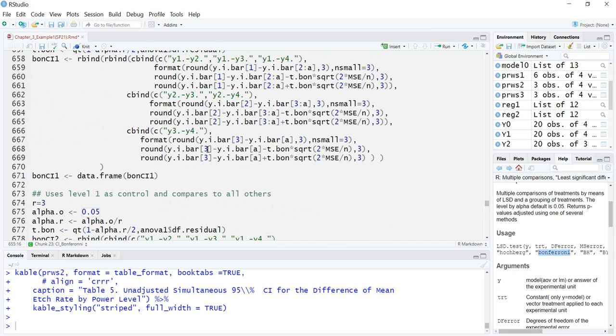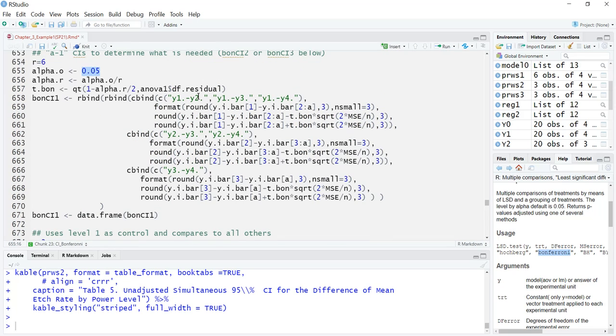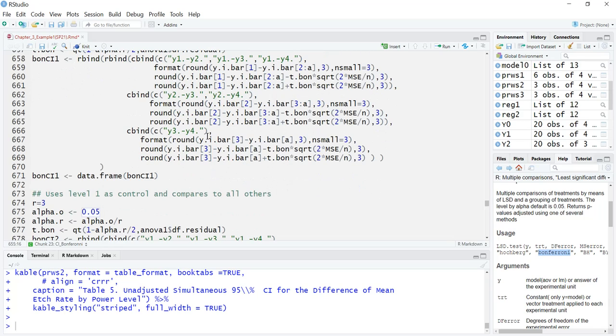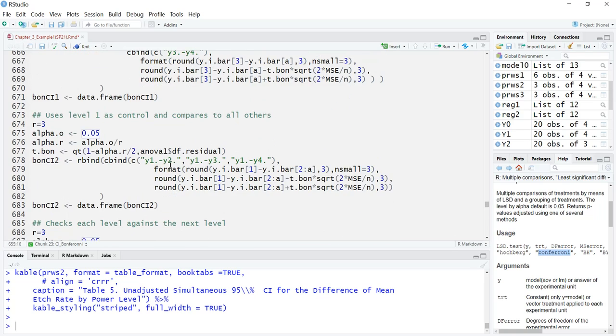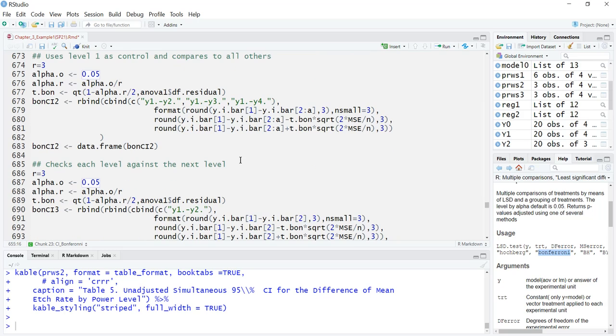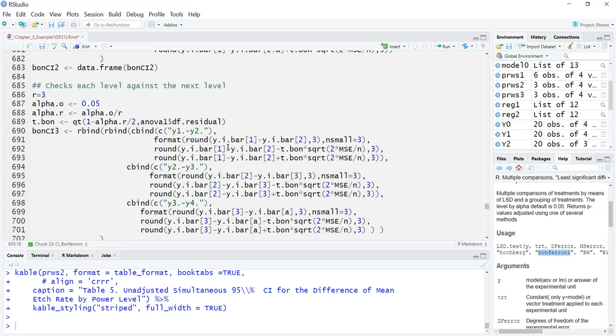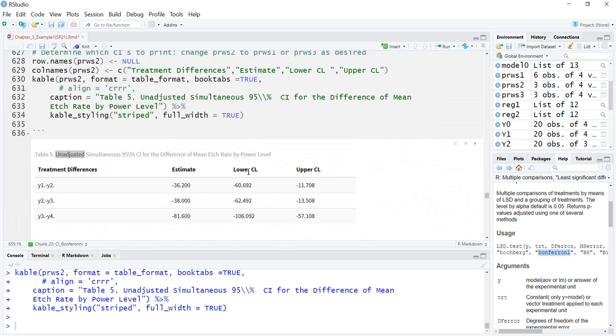So I have done 1 here, which is y1 minus y2, y1 minus y3, y1 minus y4, all of them, all 6 again. So bond CI1 corresponds to pairwise 1 above. And then here's 2, this corresponds to 3 above, I apologize. And then 3 corresponds to 2 above. But they're not really related, just so you know, because you would only do one of these. Unless it asks you for the unadjusted and the Bonferroni, you would not do both. You would do only one of them and comment out the others.